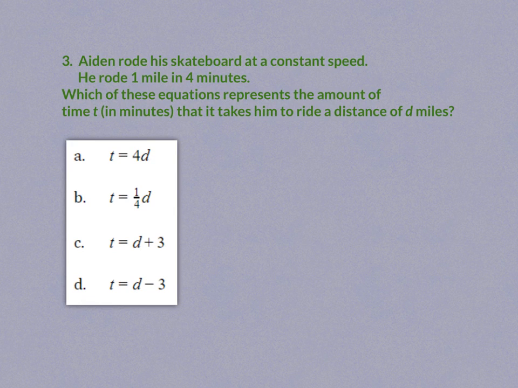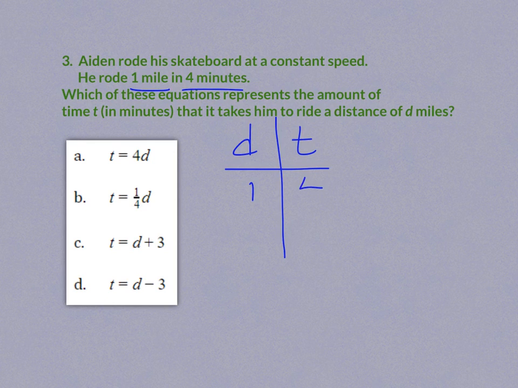I know it's always distance then time, or it should be anyway, distance and time. I'm given that he rode 1 mile, which I know is distance, so I'm going to put a 1 right here, and time is 4 minutes. So here's my chart that they gave me. So I know that in order to write an equation, I simply put in a variable and send it through.